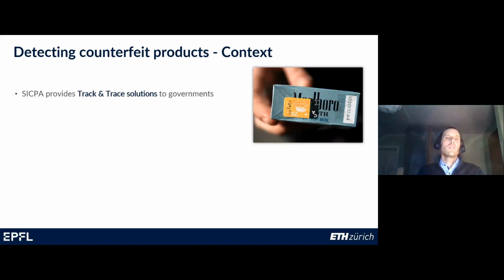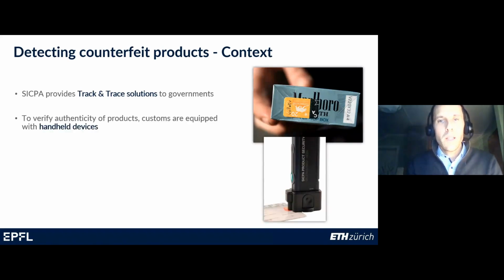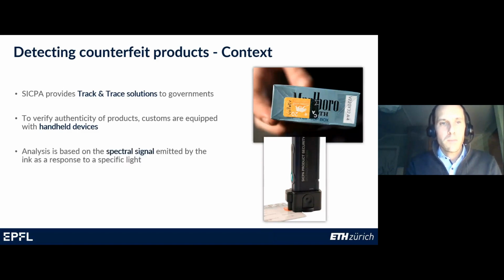And here, this is another division of SICPA, but it's a bit the same idea. So you want to protect some products. In that case, you want to protect products that governments put tax on, and you want to avoid counterfeit. You want to avoid people doing fraud. So basically, you put stamps or you put ink, visible or invisible ink, directly on the product. And what happens is that you have auditors, customs officers, and so on that can use a handheld device to authenticate this product and make sure that there is no counterfeit in specific manufacturing sites.